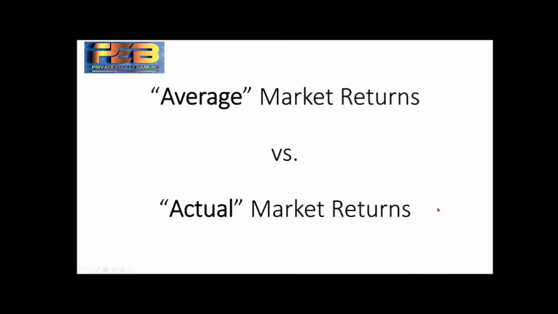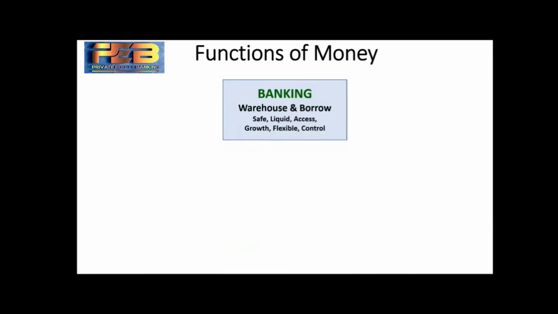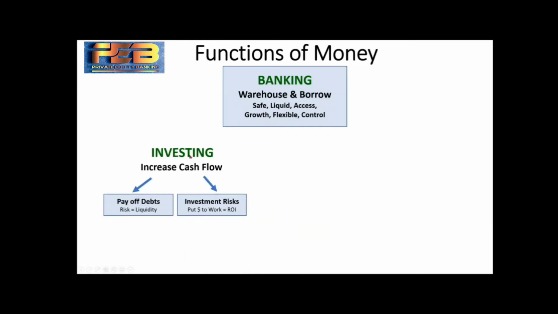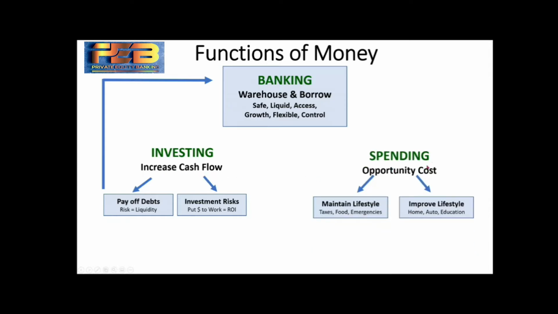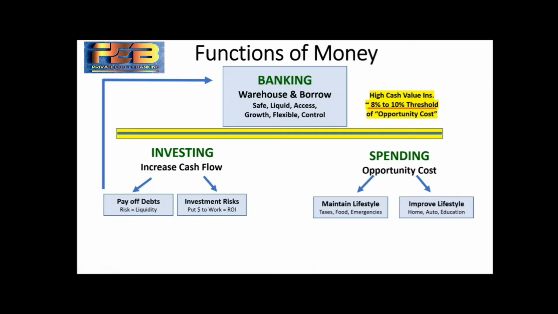Before that, though, I want to go into what I almost always begin these with, which is discussing quickly the functions of money. There is the banking function. This is where we warehouse or borrow money. There's also the investing side, and this is where we're trying to increase our cash flow, whether through investing in real estate or stocks or paying off debts. The whole point is to increase our cash flow. Then obviously there's the spending function of money, and what we need to remember there is that all spending has an opportunity cost. The focus of this video, though, is going to explain the differences between average rate of return and actual rate of return.